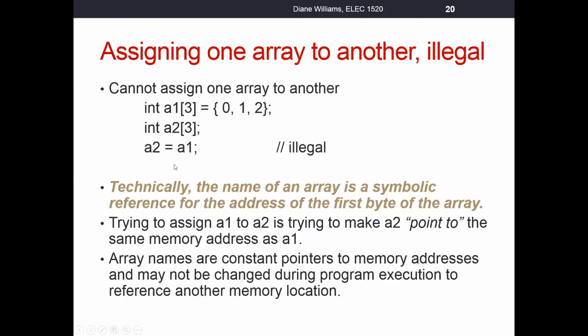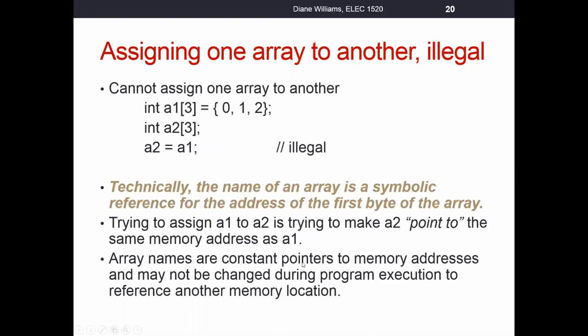We haven't learned about pointers yet, but really, the name of an array is a symbolic reference for the address of the first byte of the array. So when I use the name A1 all by itself, that's really a pointer to that memory. A pointer is a symbolic reference for the address. It's like using the address. These index locations, when we use them, are offsets from this beginning address. And so when we try to assign A1 to A2, it's like trying to make A2 point to the same place in memory. And we can't do that. That's just illegal in C.